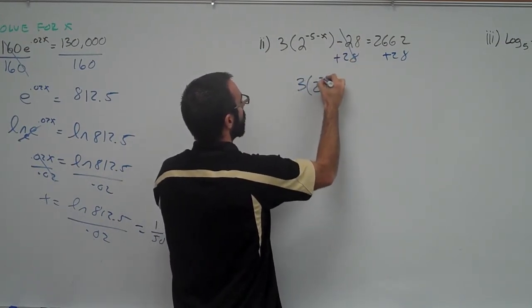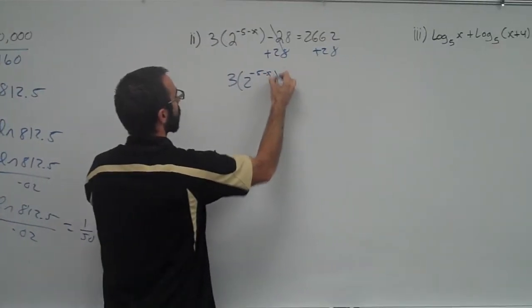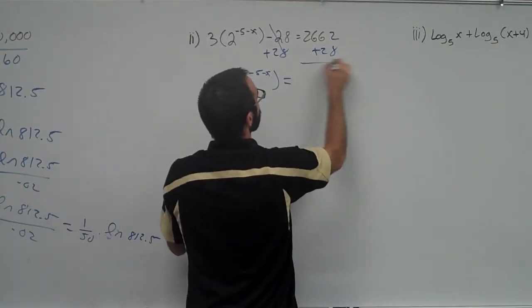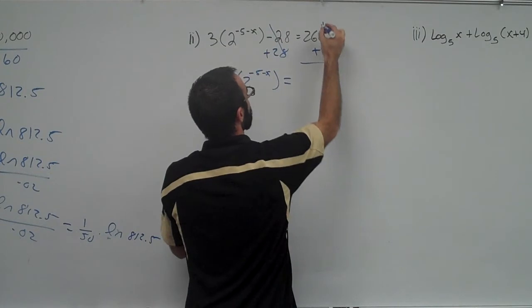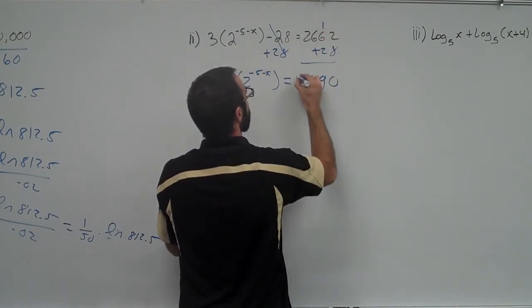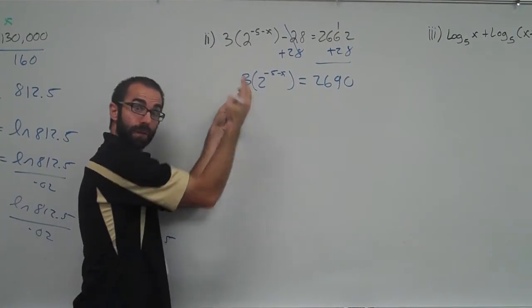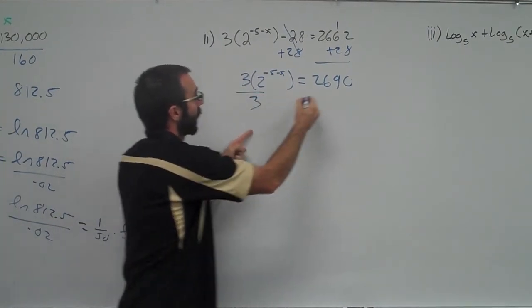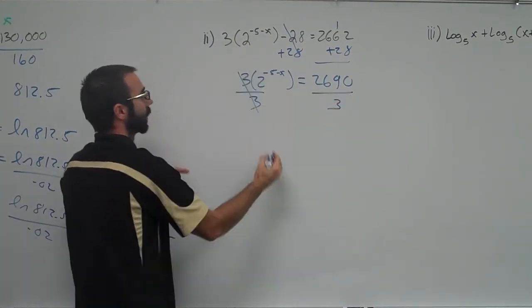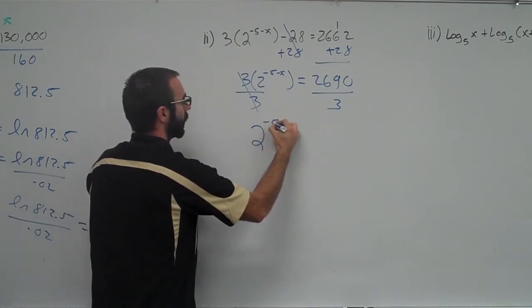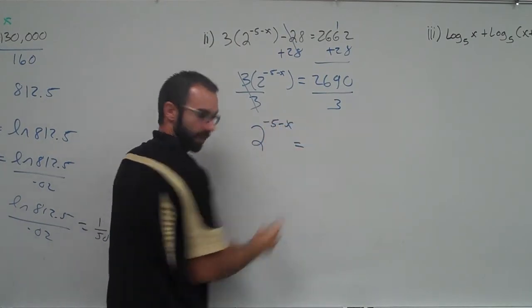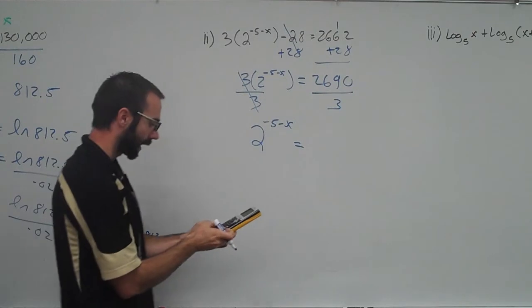So 2 to the negative 5 minus x. So what's that going to give us right there? 8, 9, 10, 6, 7, 8, 9, 6, 2 right there. Okay, and then let's go ahead and get rid of this coefficient, 3. So we're going to divide both sides by 3. So we get 2 to the power of negative 5 minus x equals this nice little calculation.